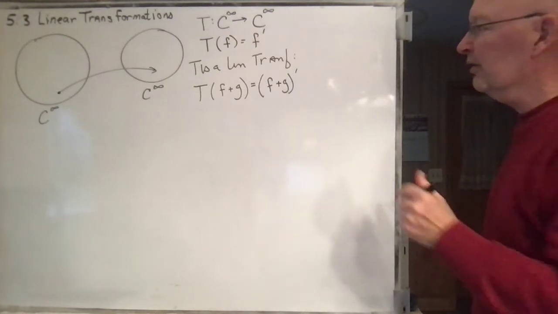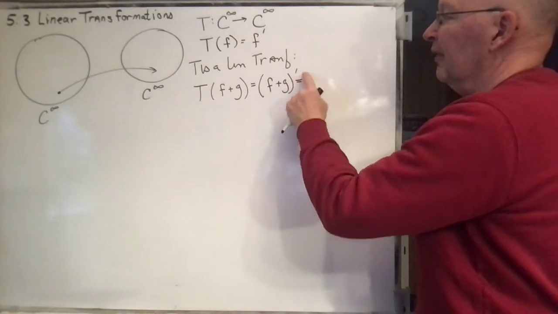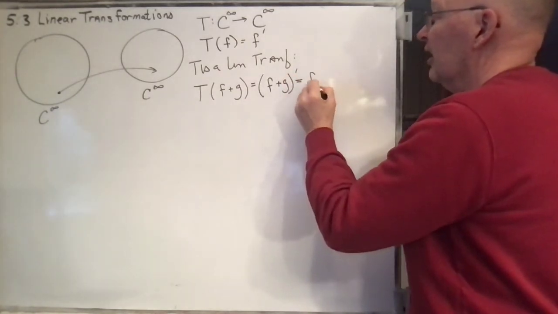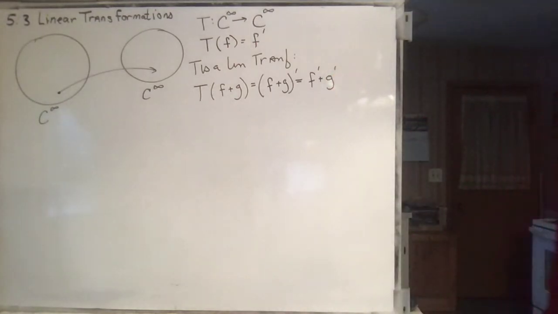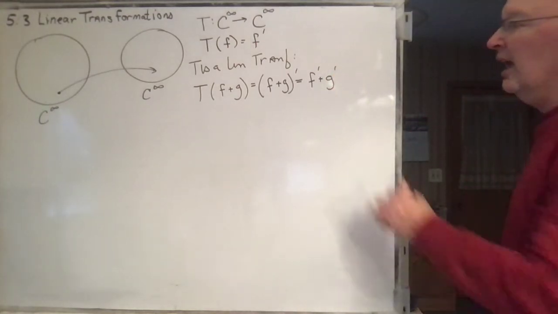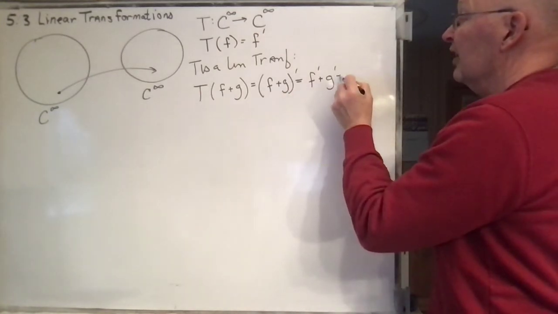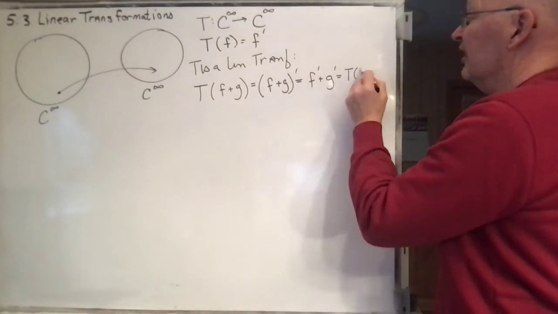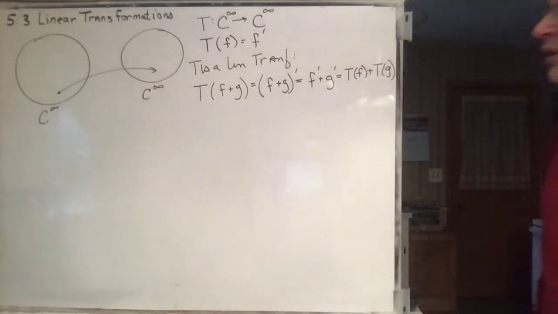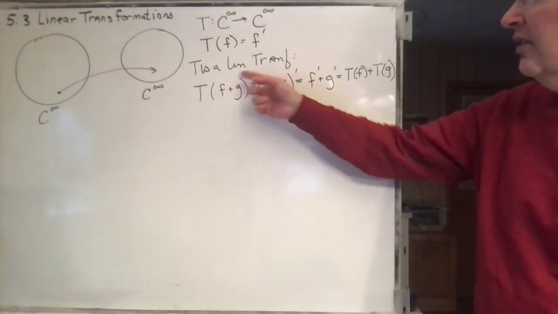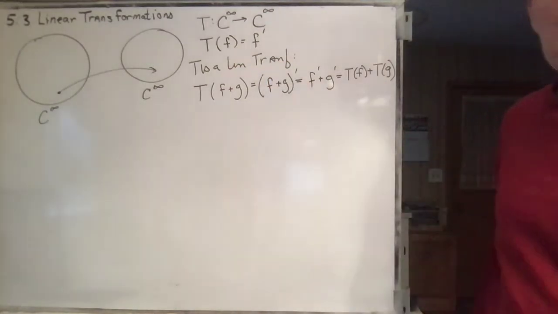But now, here's something that you learned in calculus. You learned in calculus that the derivative of the sum of two functions is the derivative of the first plus the derivative of the second. That's something you learned in calculus, and so we're not going to do that again here, but that's true. And once you've written it like that, you just notice that that's T of f plus T of g. So there we have just shown that T satisfies the first property needed to be a linear transformation.